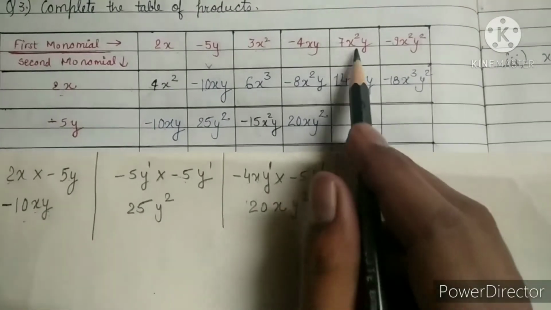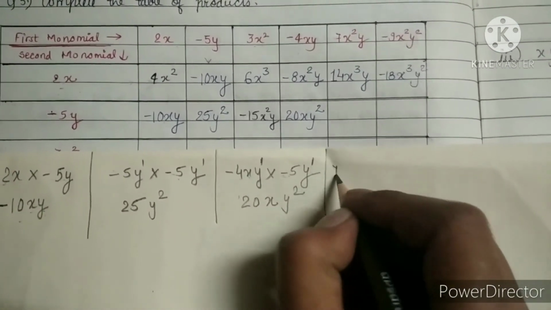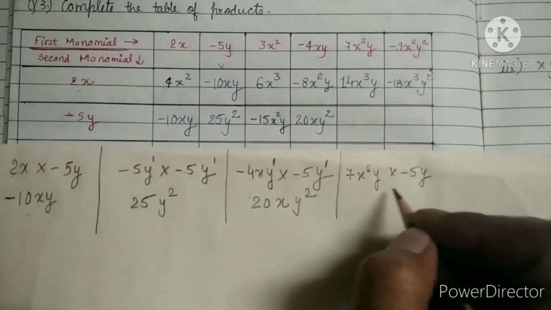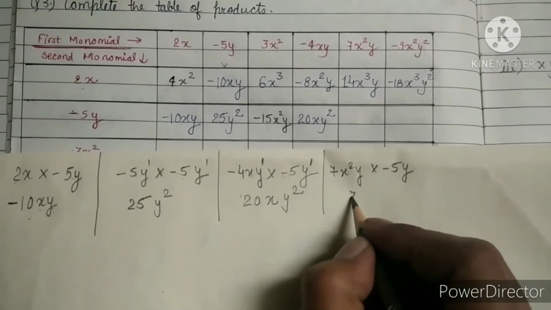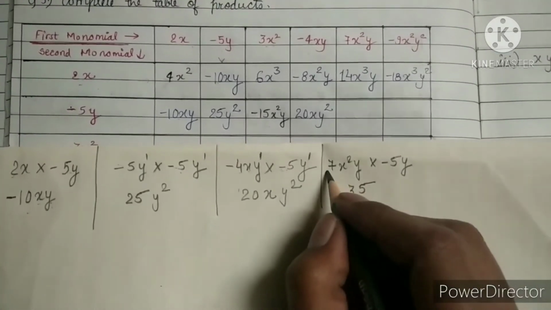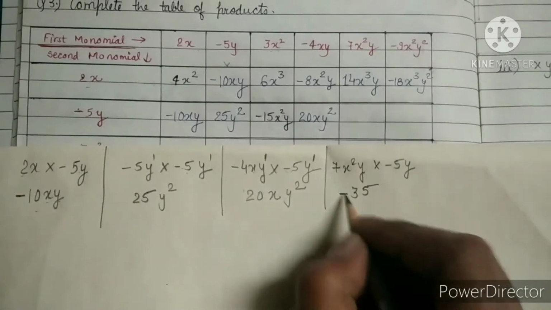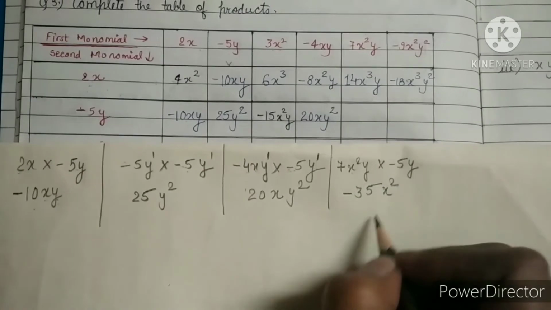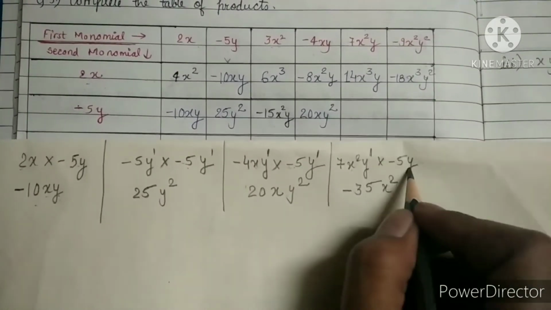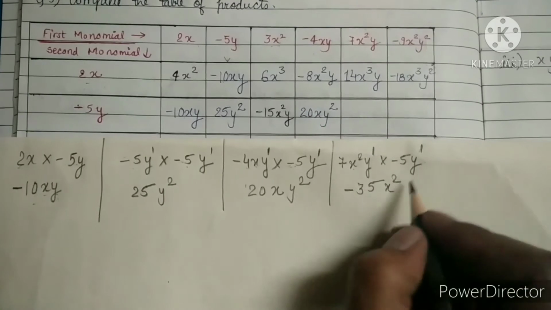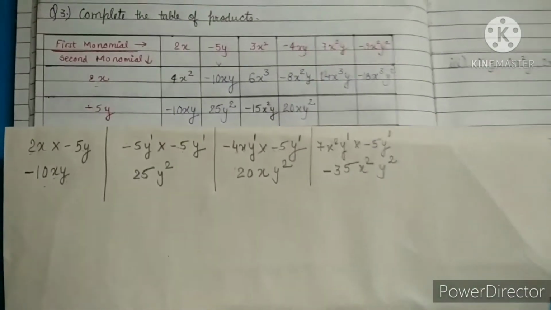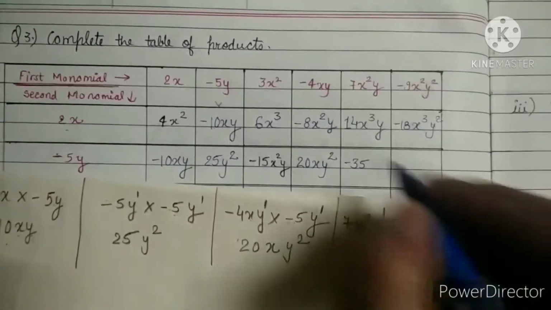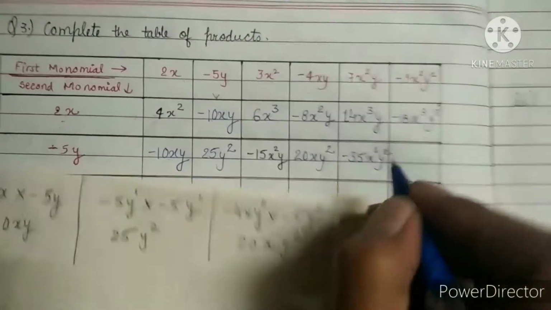Next cell, first monomial is 7x square y. It will multiply by negative 5y. So 7 5s are 35. One is positive, one is negative, so here negative. Here is not x square, so here x square will remain same. Here y is to power 1 and here y is to power 1, so 1 plus 1 is 2. So y is to power 2 will come in the answer. So its answer is minus 35x square y square.